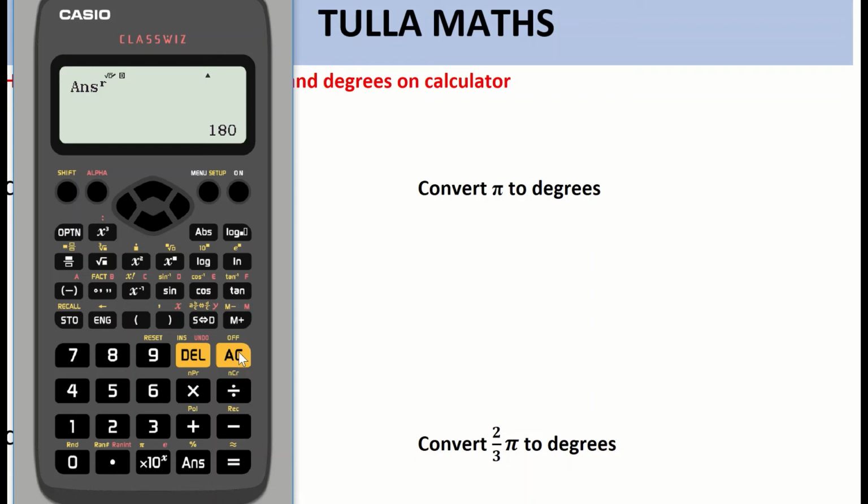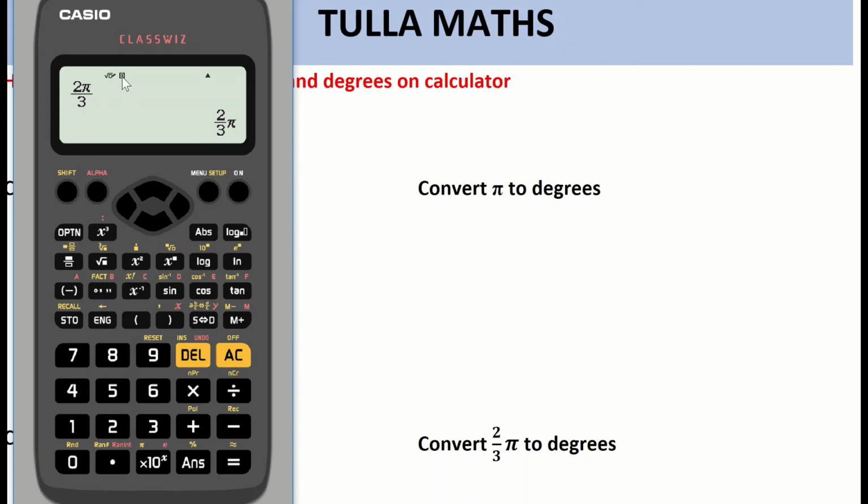So let's look at another example. I want to convert 2 over 3 pi into degrees, or 2/3 pi into degrees. So first of all, I'm going to type in 2/3 pi on my calculator. So I'm going to press my fraction button on my calculator, and on the top of the fraction I'm going to type in 2 pi. So I press 2 shift pi, and then I'm going to arrow down to the denominator, and I'm going to type in 3. I'm now going to press my equals button, and I now have 2 over 3 pi on my calculator.